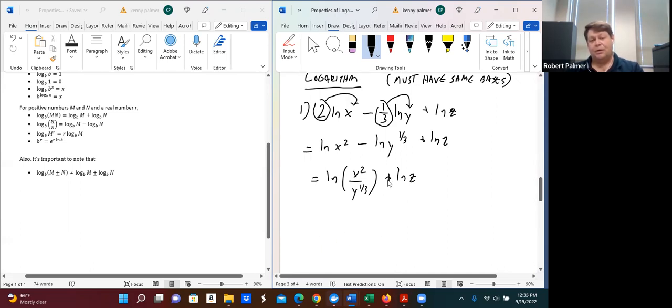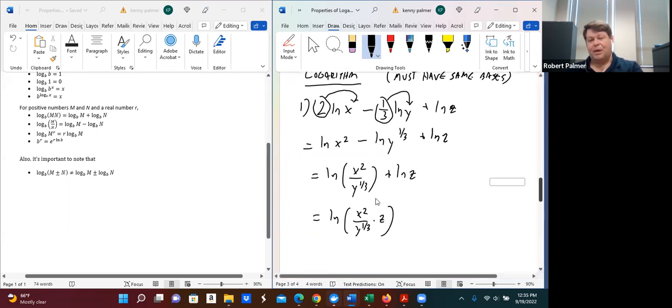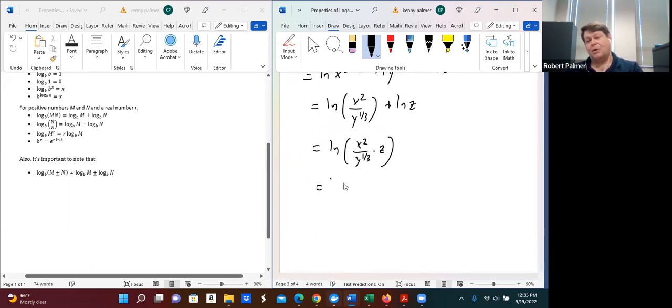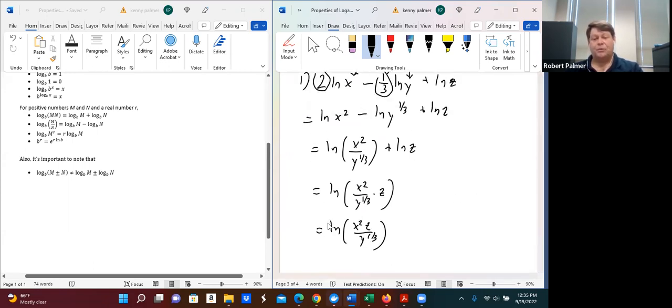And so plus is property number 1. So what I do now is multiply this times this. And so finally what I have then is the natural log of x squared over y to the 1/3 times z. And you can also just simplify that a bit and just write it finally as the natural log of x squared times z in the numerator over y to the 1/3. Now, that is writing this as one logarithm. So we have just a single logarithm, like natural log of something.